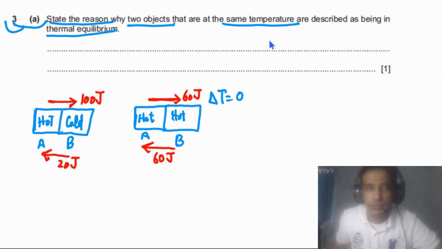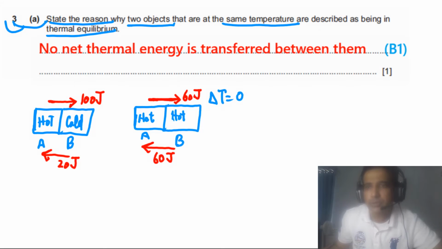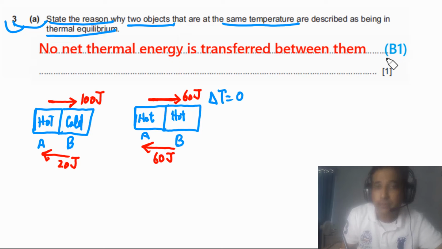I hope this one is clear to you. Now let me show you the answer. So this is how you can write your answer. If you write this one sentence, you will get 1 mark, and this is a B mark, meaning it has to be in your answer.